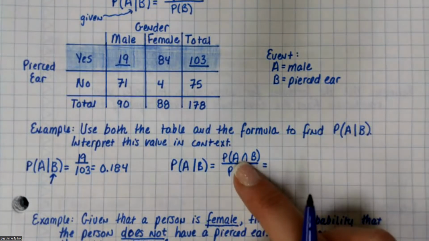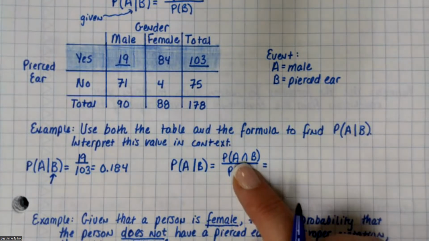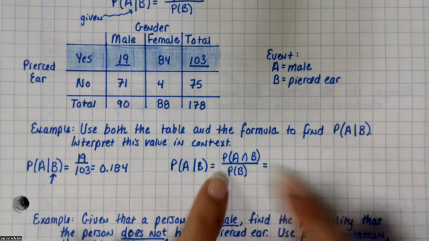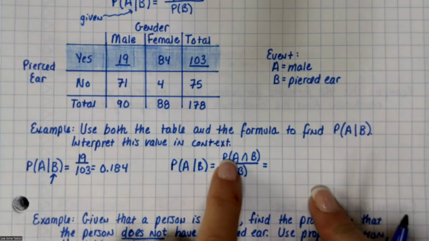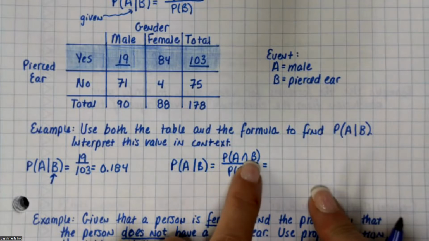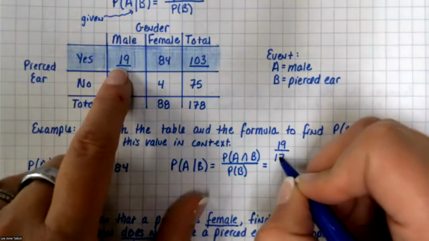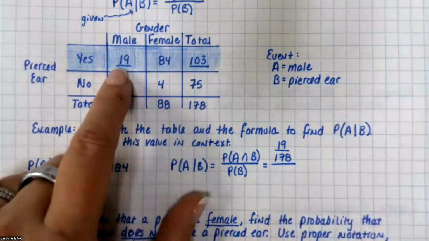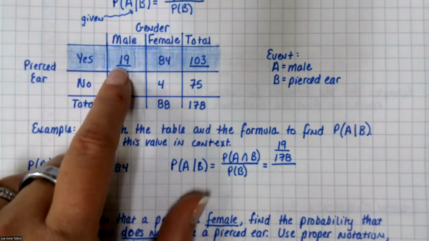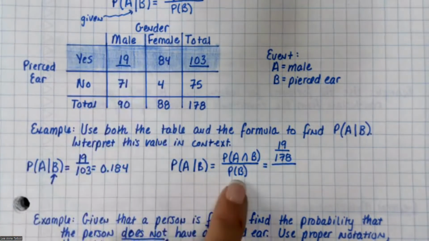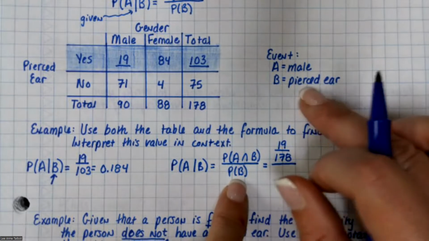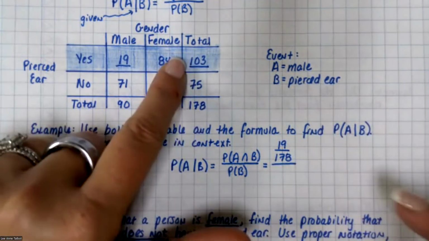Okay, reminding you that A is intersection, which is where they overlap. So this is saying, what's the probability that someone is male and has a pierced ear at the same time? That would be 19 over 178. Does that make sense to you guys? Okay, and then over the probability of B, which is just total pierced ear.